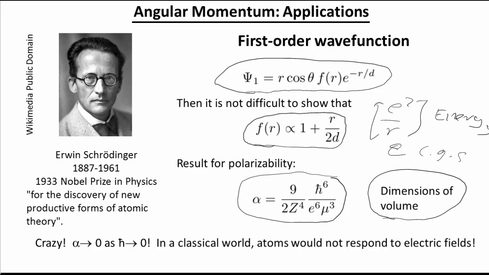Now, there's something I want to draw your attention to. It's the behavior of the polarizability of hydrogen as the Planck constant goes to 0. I mean, as if we could set the Planck constant to 0, but this is the limit of classical mechanics. And so what you see is that in this limit, the polarizability goes to 0. So in other words, in a classical world, the hydrogen atom would not respond to an electric field at all. It'd just be too tightly bound.